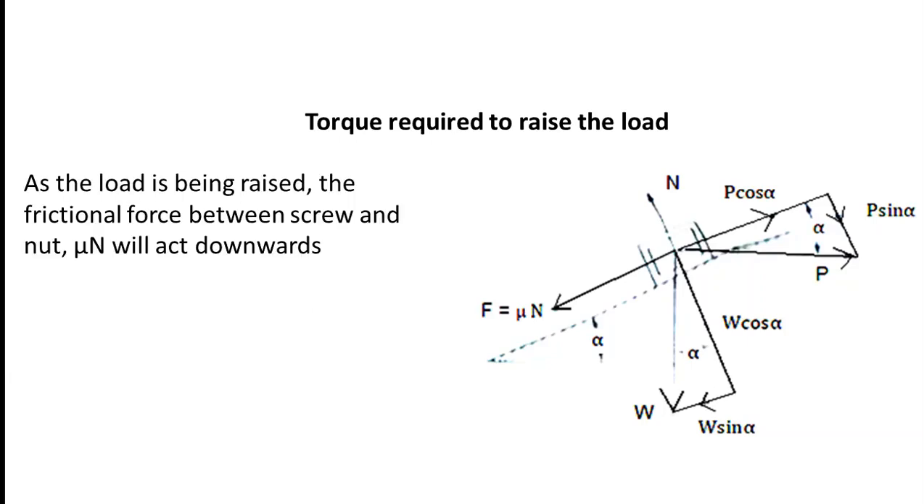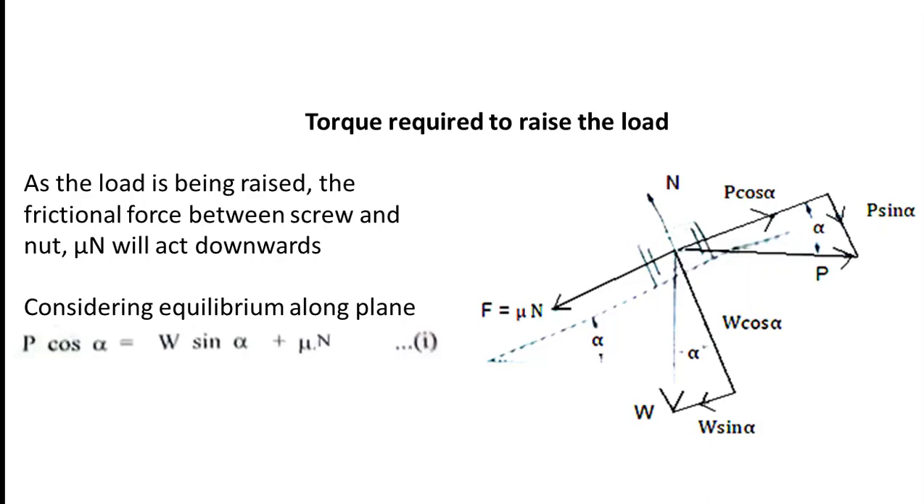Now you need to properly understand the right angle triangles. As the load is being raised, the frictional force between the screw and nut, mu N, acts in the downward direction. It is always opposite to the load, so it is going to act in the downward direction. Considering the equilibrium along the plane: if you did not understand the right angle triangles, you can see if P is shown in the horizontal direction, then the opposite side will become P sin alpha and the adjacent side will become P cos alpha. Same way it happens with the W.